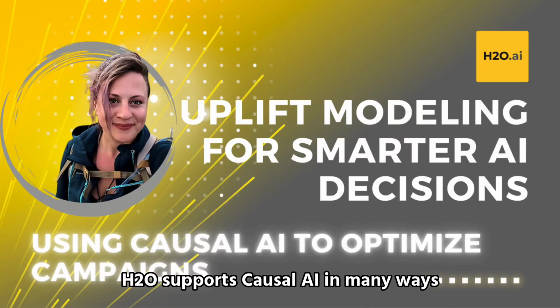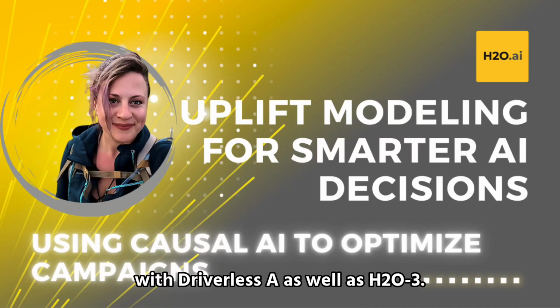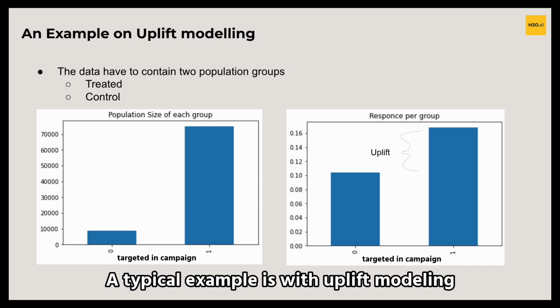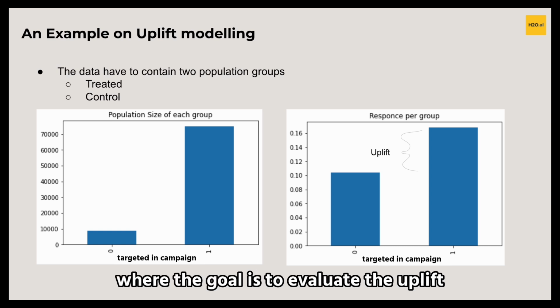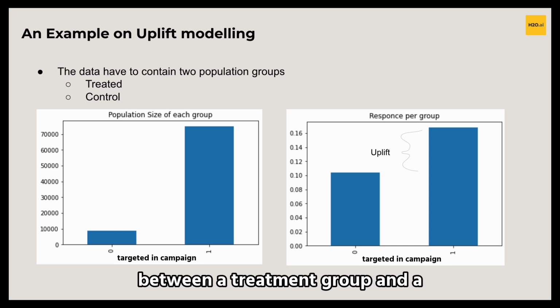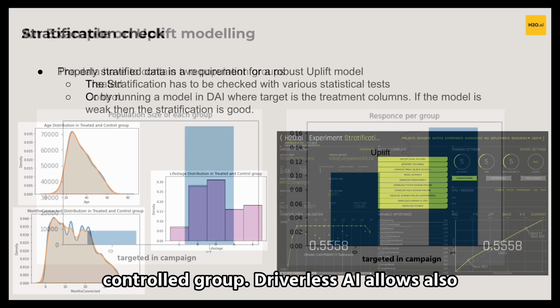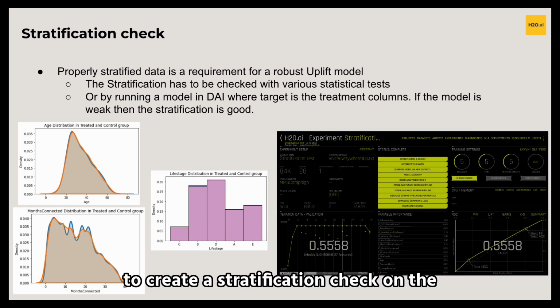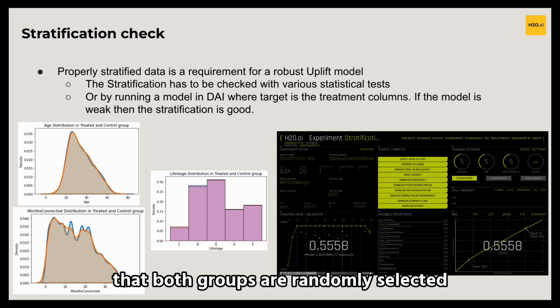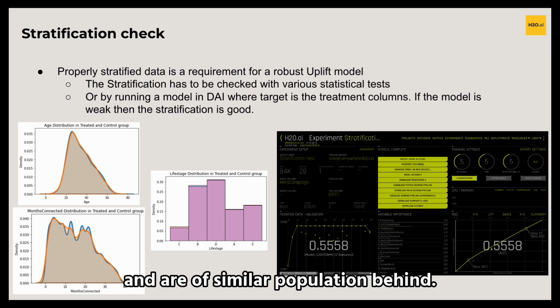H2O supports Causal AI in many ways with Driverless AI as well as H2O3. A typical example is with Uplift modeling, where the goal is to evaluate the uplift between a treatment group and a control group. Driverless AI also allows you to create a stratification check on the treatment and control group, ensuring that both groups are randomly selected and are of similar population behind.